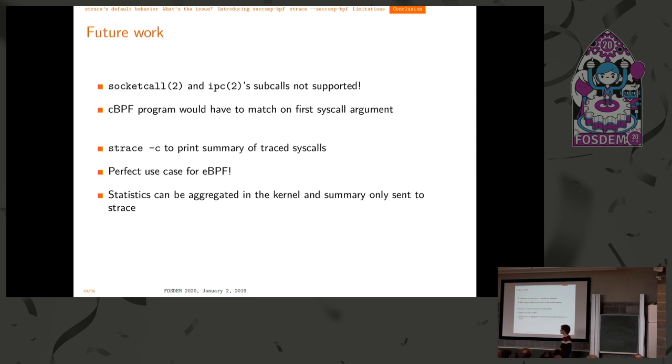The second thing that could be done is the strace -c option, which currently allows you to print a summary of statistics on your syscalls. This is a perfect use case for eBPF instead of cBPF, because eBPF allows you to aggregate data in the kernel. Therefore it could aggregate statistics for this option and only send them to the strace process at the end. So instead of sending everything to the strace process and stopping all the time, you could only send a summary of these statistics.